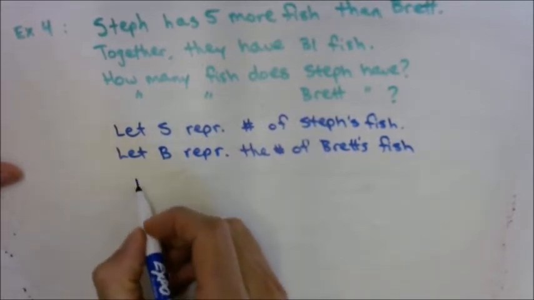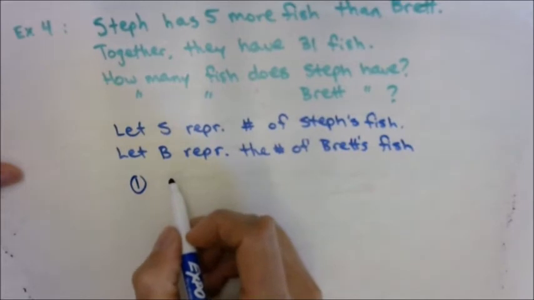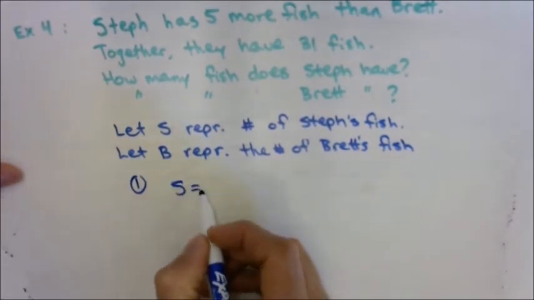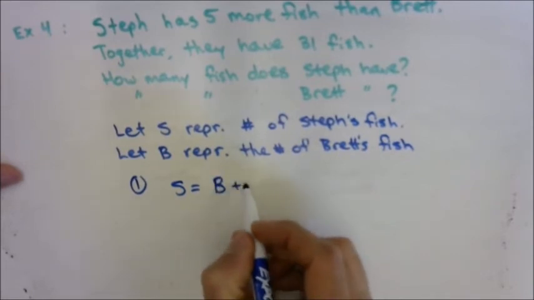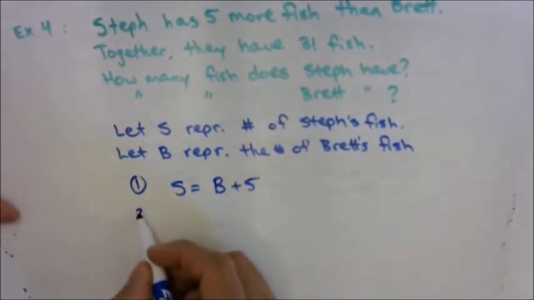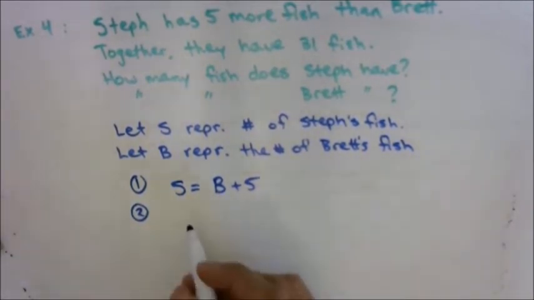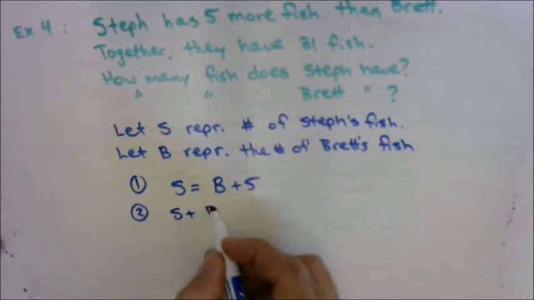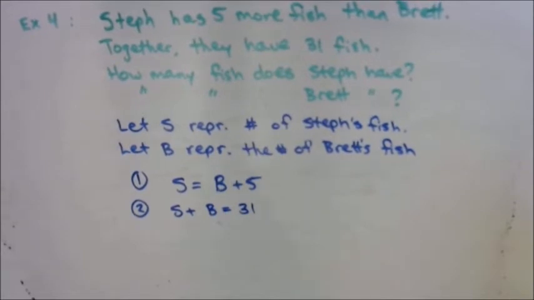Okay, so our 2 equations. From the first sentence, Steph has 5 more fish than Brett. So whatever Brett has, Steph has 5 more. So S equals B plus 5. The second equation says that together they have 31, so S plus B equals 31. And that's just translating our words into algebra.